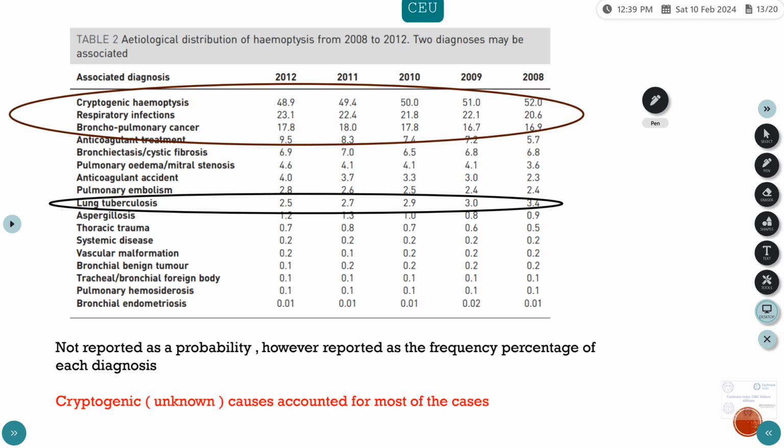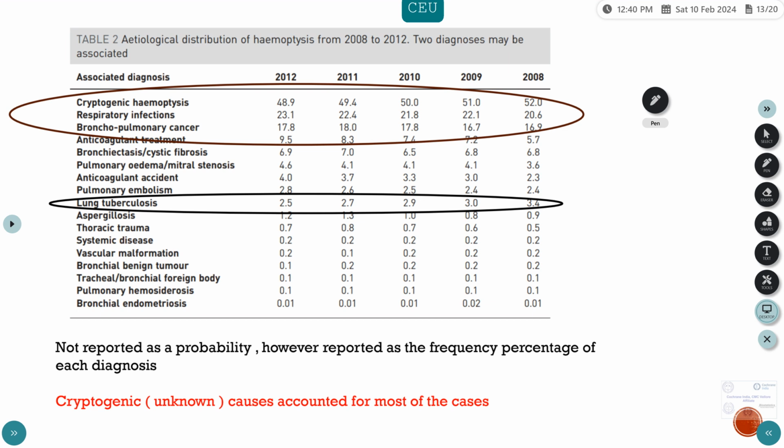And around 17 to 18% of the patients presenting with hemoptysis will be diagnosed as having a bronchopulmonary malignancy. When you come down and look at lung tuberculosis, which is one of the most significant things you would see in a setting like India, only 2 to 3% of patients were diagnosed with lung tuberculosis. They are not reported as a probability, but when you add all these things in each of the years, it comes to a total of 100%. So the percentages they mentioned are probably the probability of patients having that particular diagnosis. However, they did not mention any confidence interval for this frequency percentage.